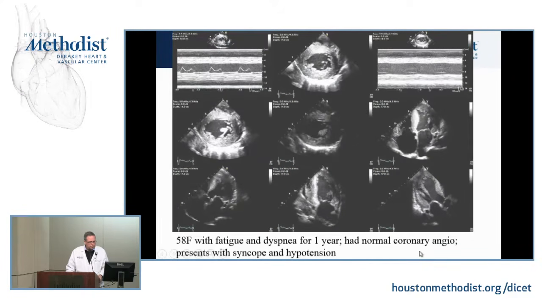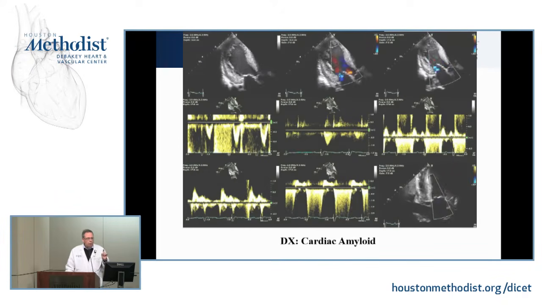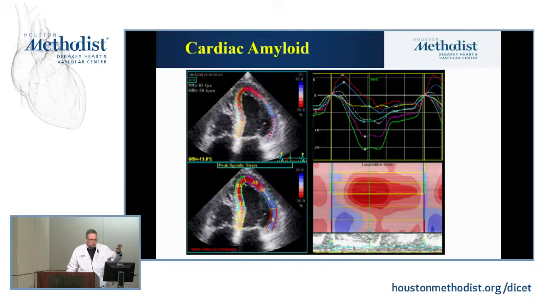That's more of her echo. So you can see that the EF can vary, but the cavity is always normal. They don't dilate. They always have dimensions that are relatively small, with variations in the ejection fraction.